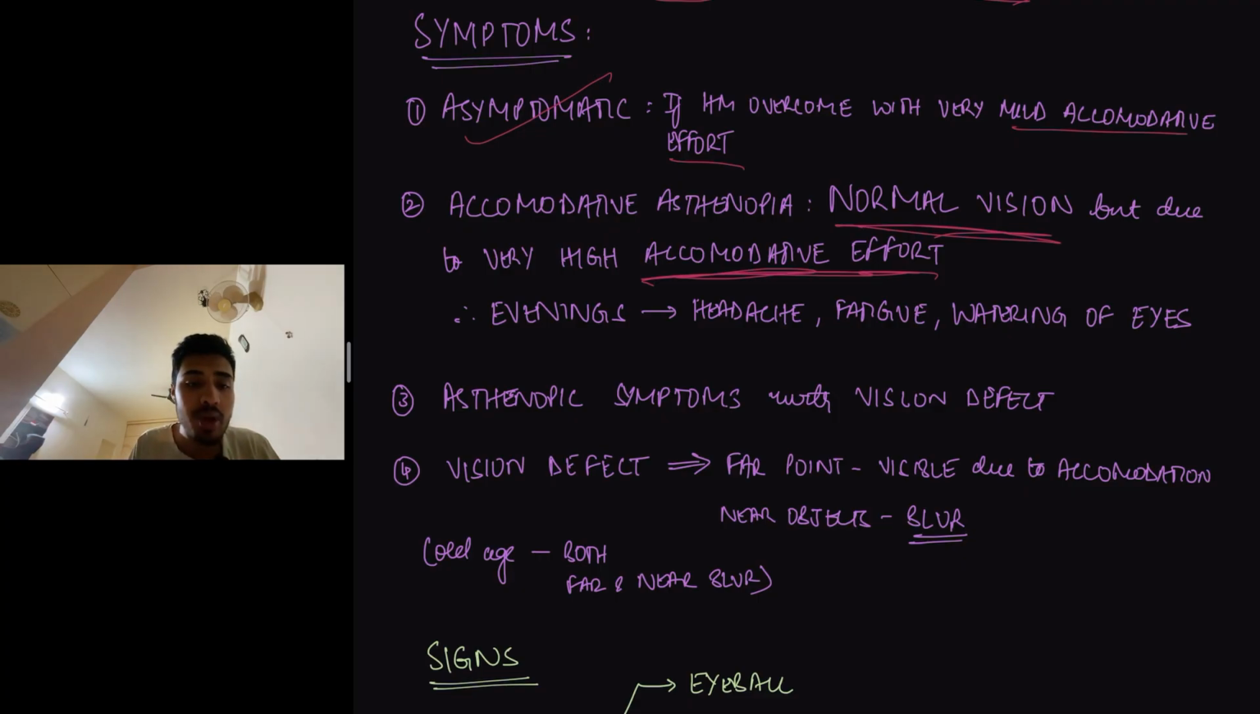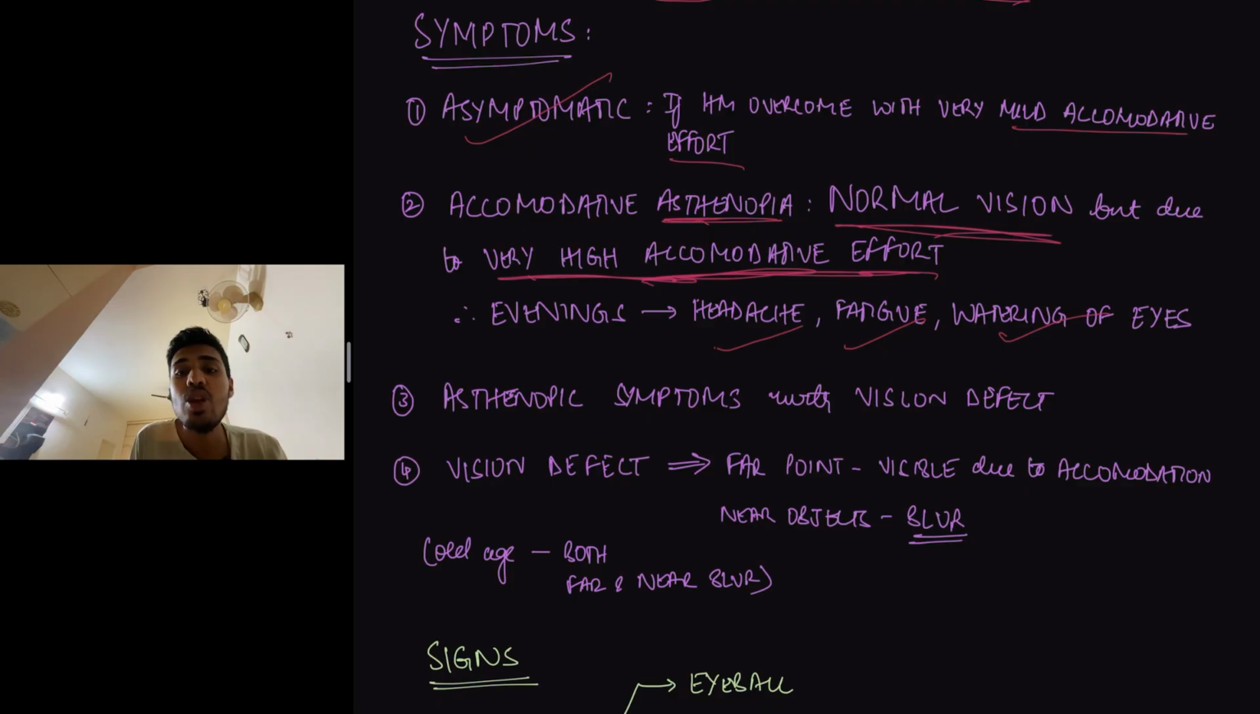But how is it being overcome? Through excessive accommodative effort, very, very high accommodative effort. So by then, what happens in the evenings, because of that continuous eye straining, they have headache, watering, and fatigue, their eyes feel tired. So these symptoms are known as asthenopic symptoms.